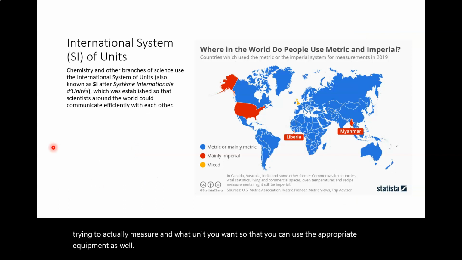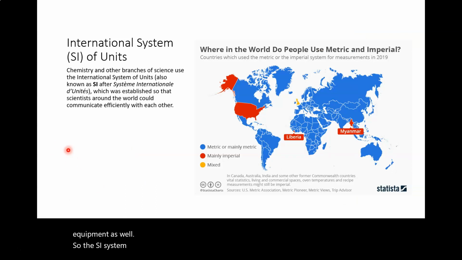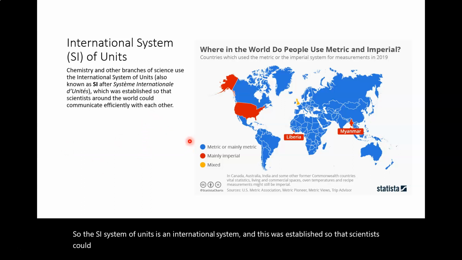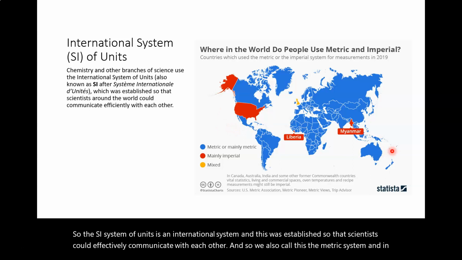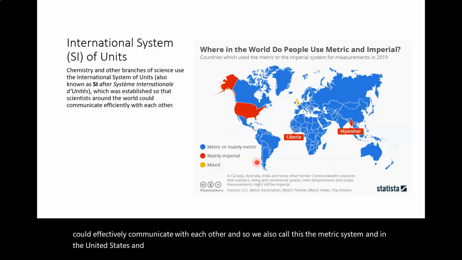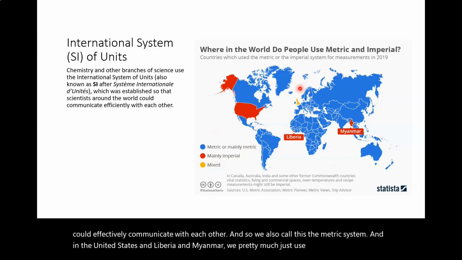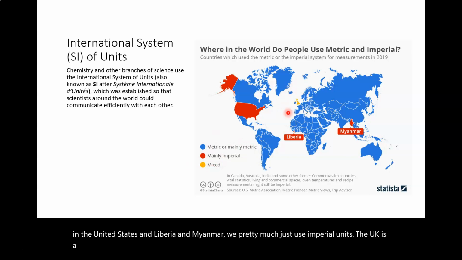So the SI system of units is an international system, and this was established so that scientists could effectively communicate with each other. And so we also call this the metric system. And in the United States and Liberia and Myanmar, we pretty much just use imperial units. The UK is a real mix of imperial units. And then we have a mostly metric system around the rest of the world.